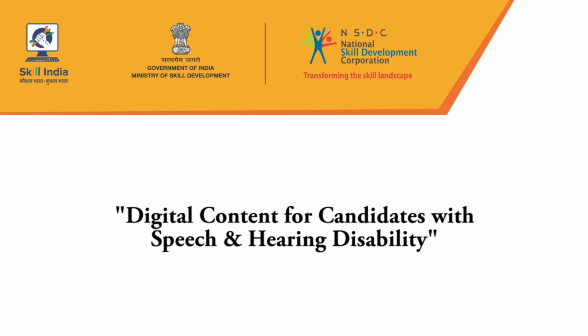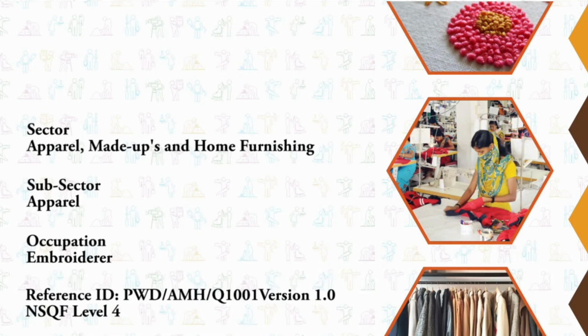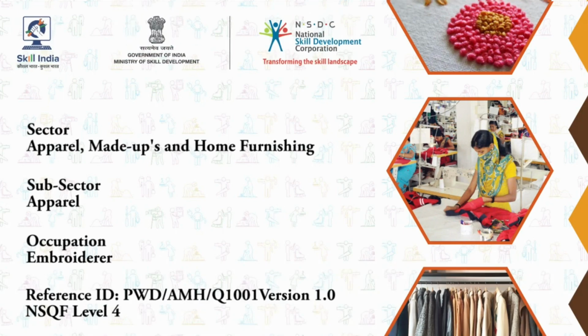Digital content for candidates with speech and hearing disability. Sector: apparel, made-ups and home furnishing. Subsector: apparel. Occupation: embroiderer. Reference ID: PWD AHM Q1001, version 1.0, NSQF level 4.